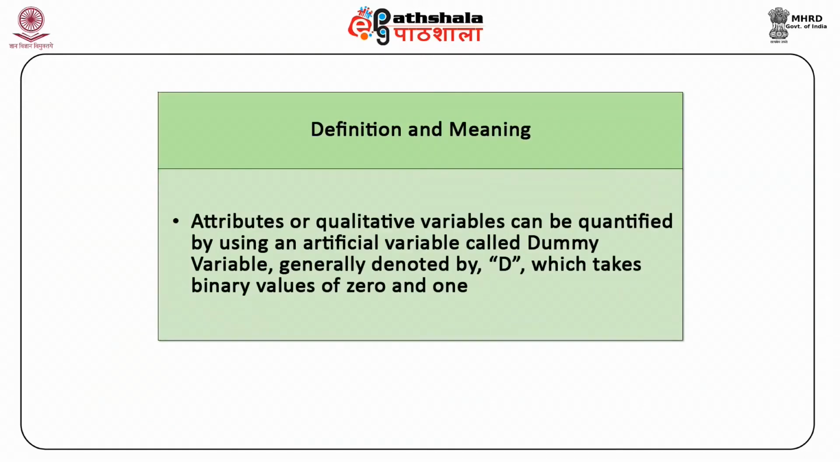Attributes or qualitative variables can be quantified by using an artificial variable called dummy variable. It is generally denoted by D and takes binary values of 0 and 1. When D takes a value of 0, it shows the absence of the attribute. On the other hand, when D takes the value 1, it shows the presence of the attribute.